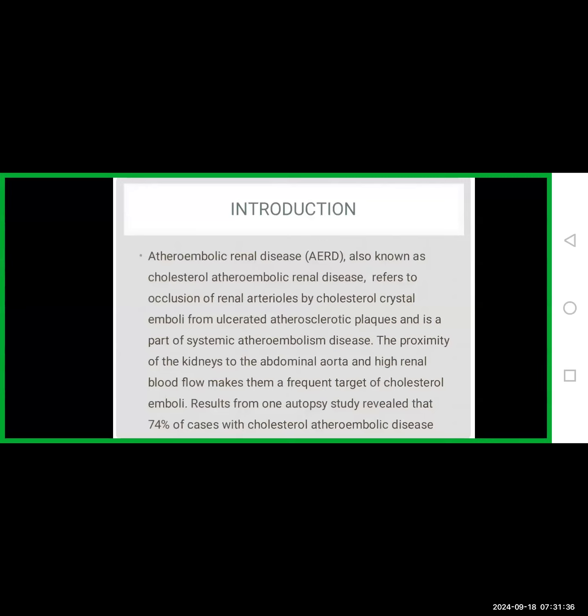By way of introduction, it is also known as cholesterol atheroembolic renal disease, and it refers to occlusion of renal arterioles by cholesterol emboli from ulcerated plaques, and is part of the systemic atheroembolic disease. The kidneys are frequent targets for cholesterol emboli because of their close proximity to the abdominal aorta and their associated high blood flow, making them targets in up to 74% of cases.